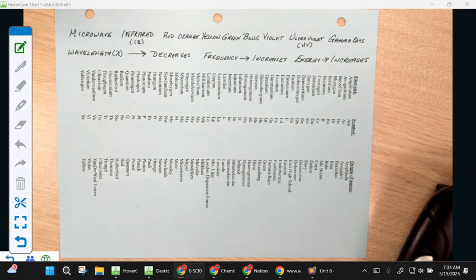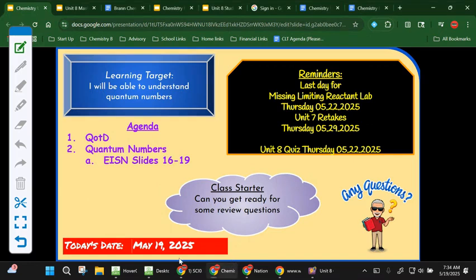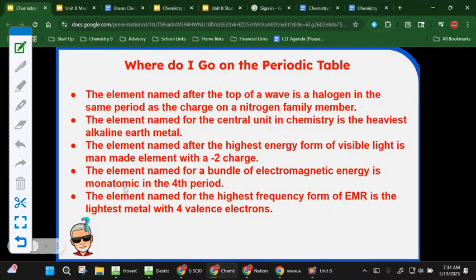All right, then, ladies and gentlemen, here are starting questions for today. Okay, I've got 5 clues there, 5 elements that you should be able to find and tell me where they go. Now, you have 2 choices, ladies and gentlemen. Reading the question, the element named after the top of a wave is a halogen in the same period as the charge on a nitrogen family member.